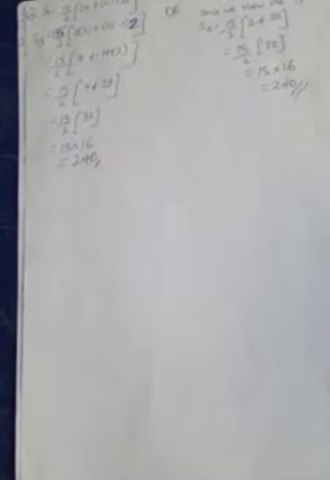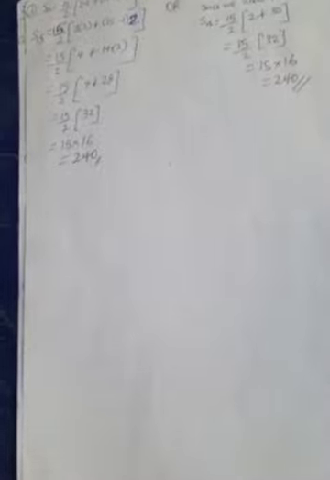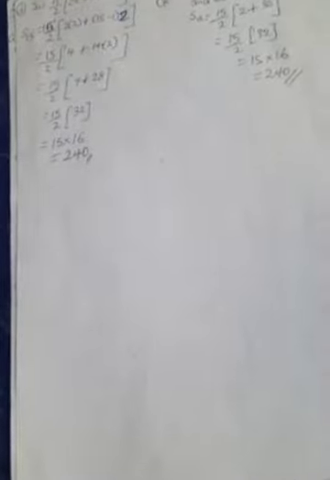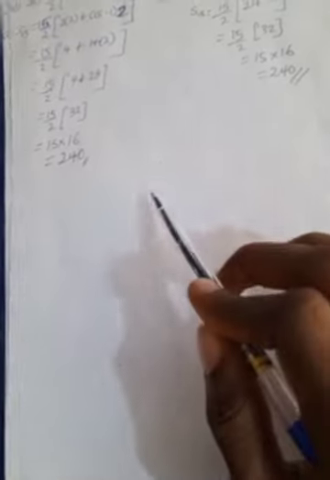Now the last question says find the sum of the 15th term. So what's the formula for the sum of the 15th term? That will be Sn equals n over 2, 2a plus n minus 1 d. So what term are we looking for? The 15th term. So the sum of the 15th term is 15 over 2 into 2 times the first term plus 15 minus 1 times 2. By the time you solve it, you get 240.